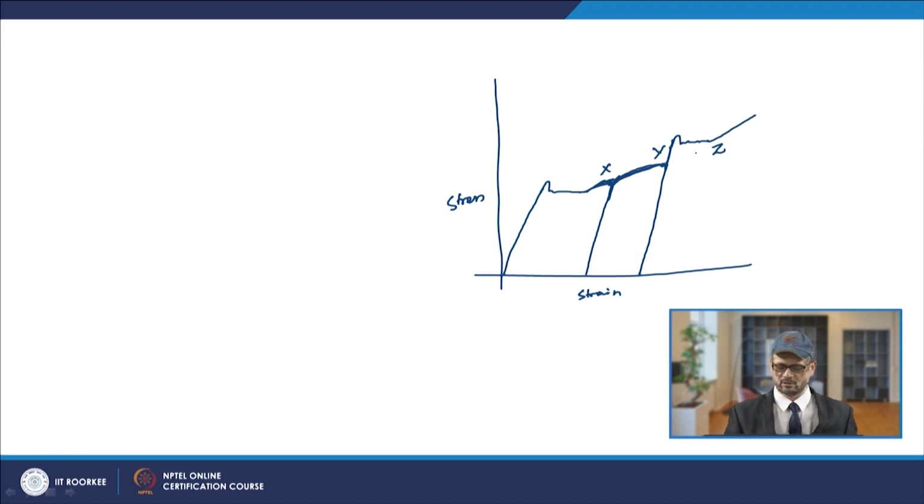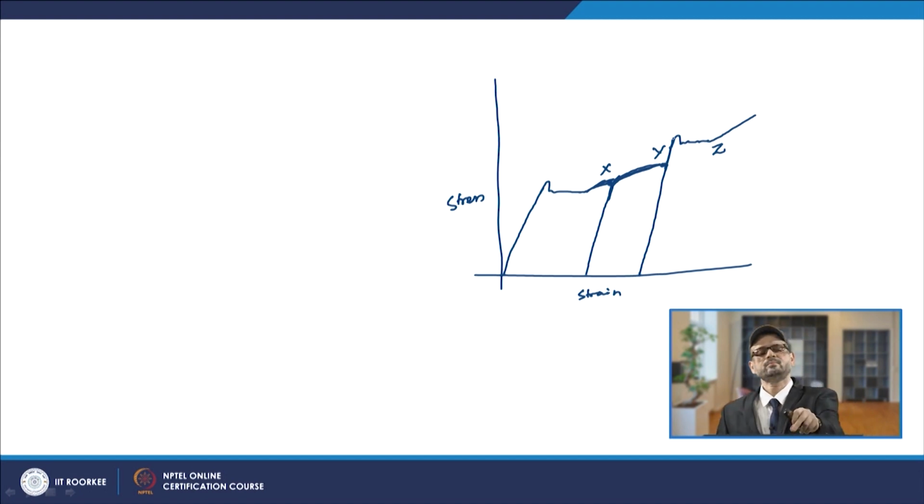So the yield point is reappearing, and this is because of the diffusion of the carbon and nitrogen atoms to the dislocations during the aging period. They form a new atmosphere of interstitials which anchors the dislocations, and because of that the appearance of the yield point is observed again in this case.